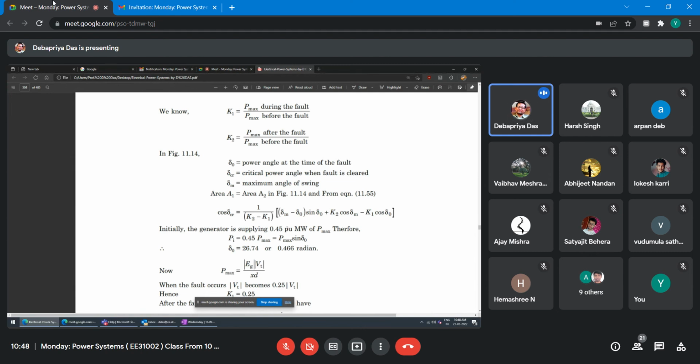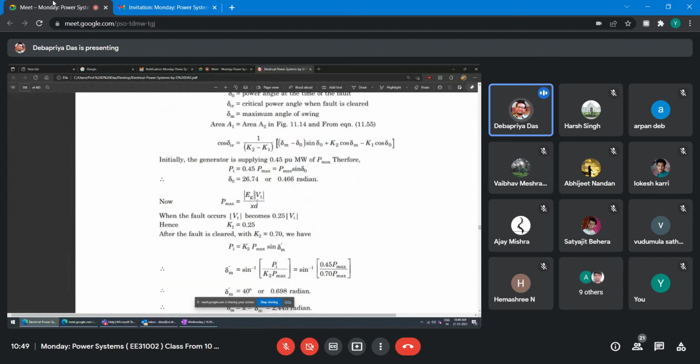In any way. So cos delta CR is equal to 1 upon K2 minus K1, this formula you know, right? So the generator is supplying 0.45 per unit of Pmax, right? Therefore Pi is equal to 0.45 Pmax, and Pi is equal to Pmax sine delta 0, right? Therefore delta 0 will be 26.74 degrees or 0.466 radian. This data is given, 45%. Now, Pmax will be EG VT upon XD, because sine delta is 90 degrees, right? So this will be Pmax. Now, when the fault occurs, the terminal voltage falls to 0.25, so VT. Therefore K1 is equal to 0.25, right? And K2 is 0.70. Everything is given in the problem.